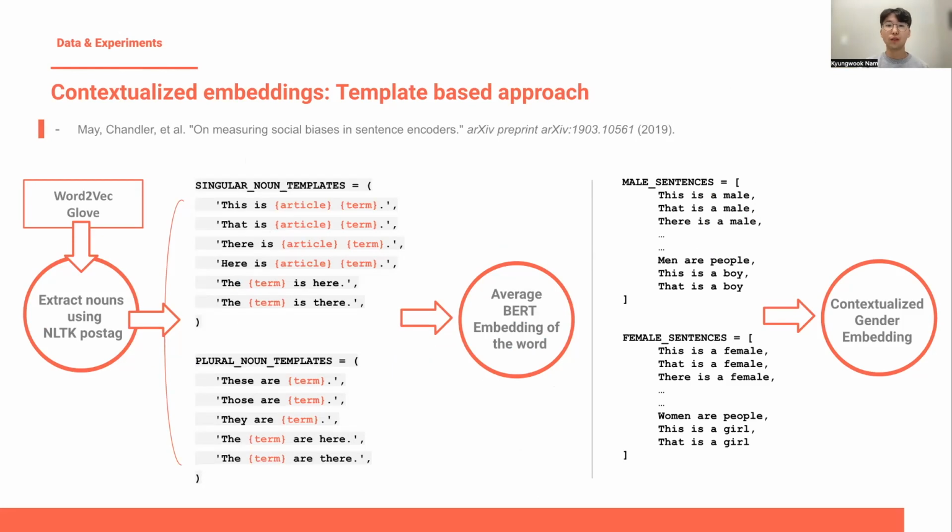Next is a methodology to calculate gender bias based on contextualized embeddings. We extracted nouns from the vocabulary to make them addressable to templates. After generating 11 sentences per noun word, they were passed to the BERT encoder, and the average contextualized embedding was computed. Also, 80 male and 80 female sentences were used for calculating the gender directional factors.